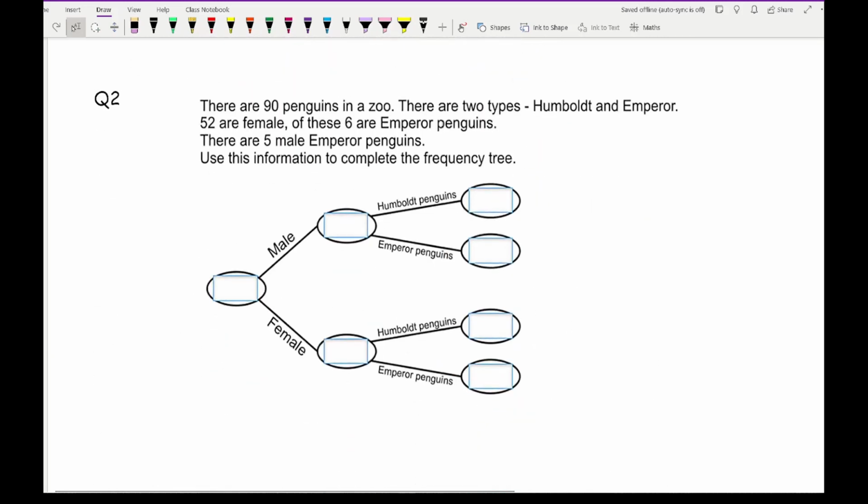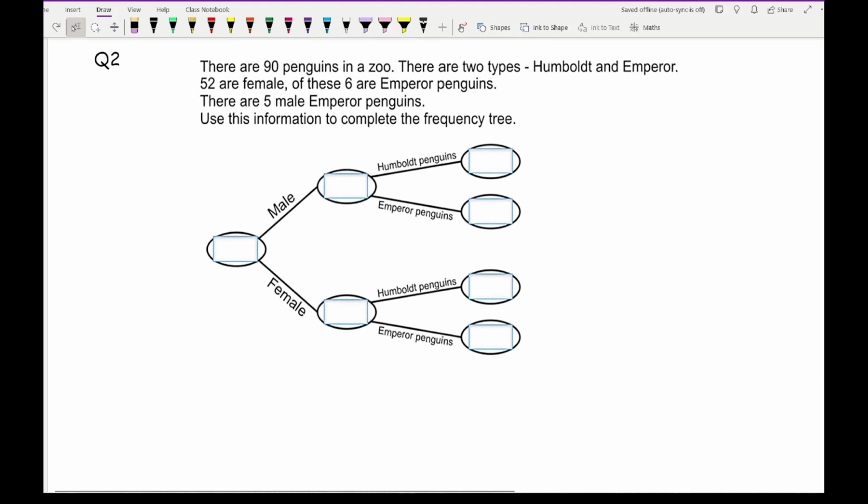So moving on to our second example, it says here that there are 90 penguins in a zoo. There are 2 types, the Humboldt and Emperor penguins. 52 are female. Of these, 6 are Emperor penguins, and there are 5 male Emperor penguins. And we need to use this information to complete the frequency tree. So again, looking at the key bits of information given to me in the question, I know there's 90 penguins altogether. 52 of these are female, and of these 52, 6 are Emperor penguins, and there are 5 male Emperor penguins.